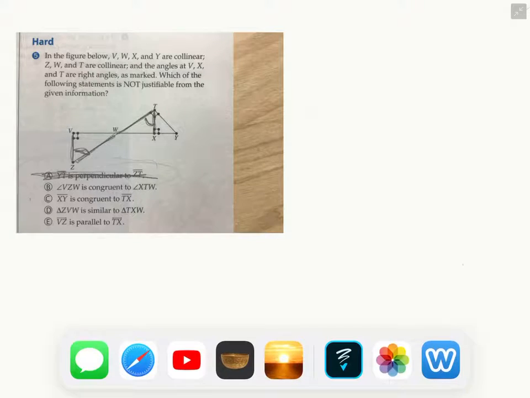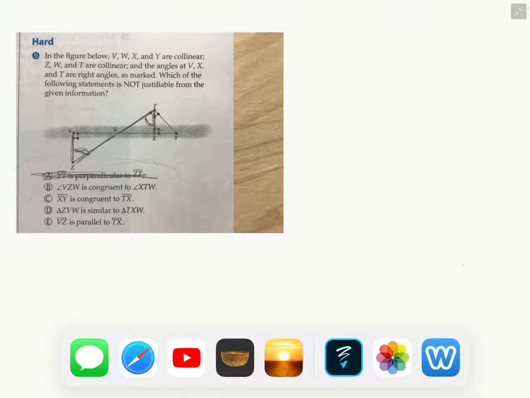Angle VZW, this one right here, and angle XTW, this one right here. Are those two angles congruent? They are, in fact, congruent. It's a little bit subtle, but if this line here, TX, is perpendicular to VX, and if ZV is perpendicular to VX, basically, if this one here and this one here are both perpendicular to this one here, then that means we're dealing with parallel lines.